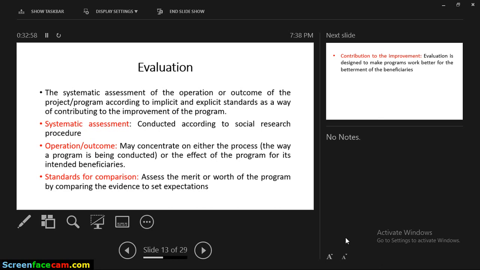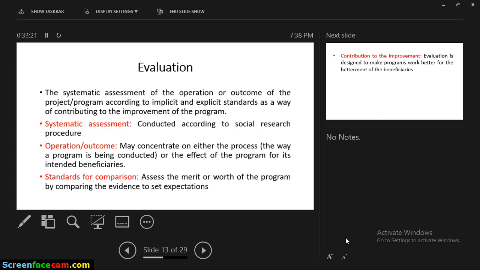Then because we are also going to be dealing with people, ethics are very important here. We need to protect, we must assure the respondents that there will be privacy, and so on. So that's what this point means. Systematic assessment means we must conduct this evaluation according to social research procedures.